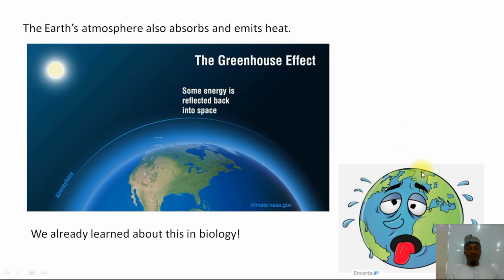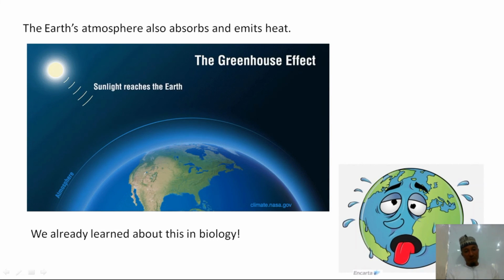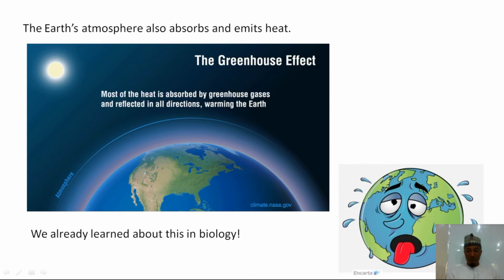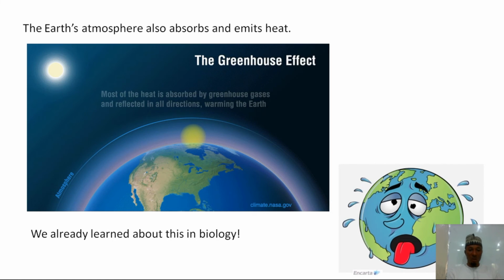The greenhouse effect. Now you must have learned about this effect in your biology class, isn't it? And we know that it has a positive side and a negative side. The positive side is that it warms our earth, our planet, and makes it habitable for us. And the negative side is that too much warming can cause what is called global warming, and lead to other problems like flooding and so on.